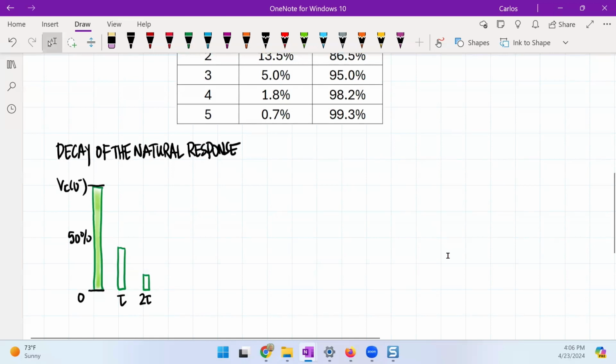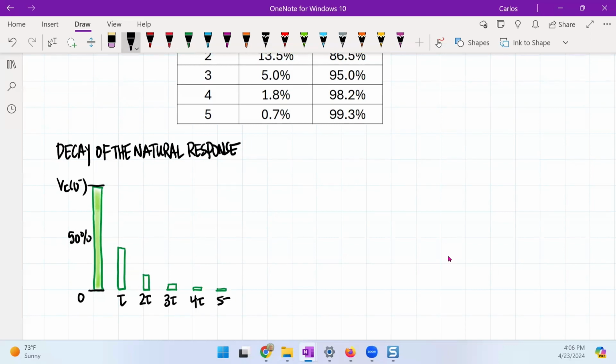So now we're talking about splitting hairs here. What's 5% of this guy? I don't know. Maybe something like this. And then it's got to get even smaller. And then it's got to get even smaller. So these things are really tiny at 3 tau, 4 tau, 5 tau. So if I'm looking at how you're discharging from the initial voltage, well, you can kind of guess here that this curve has to look something like this.